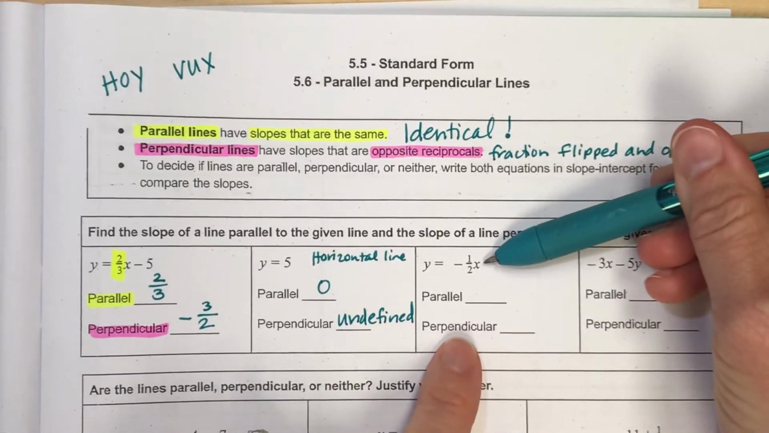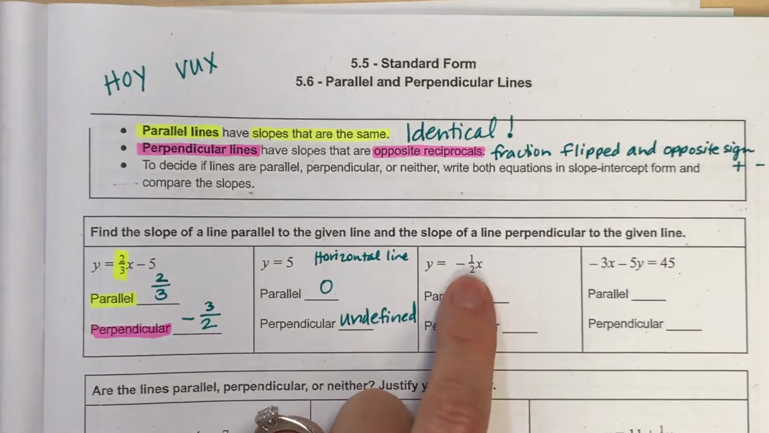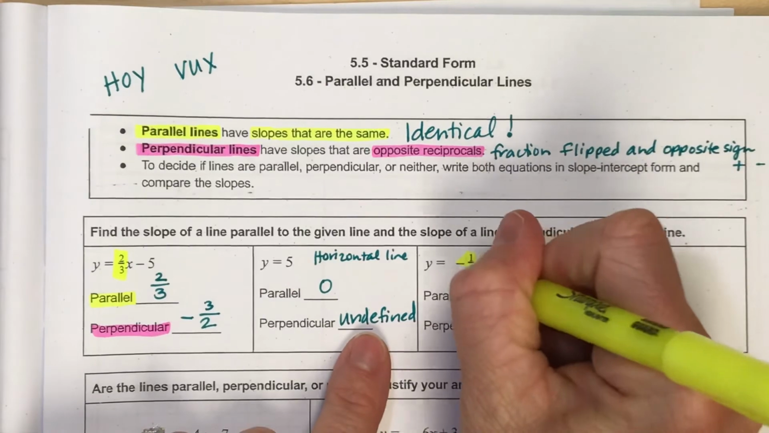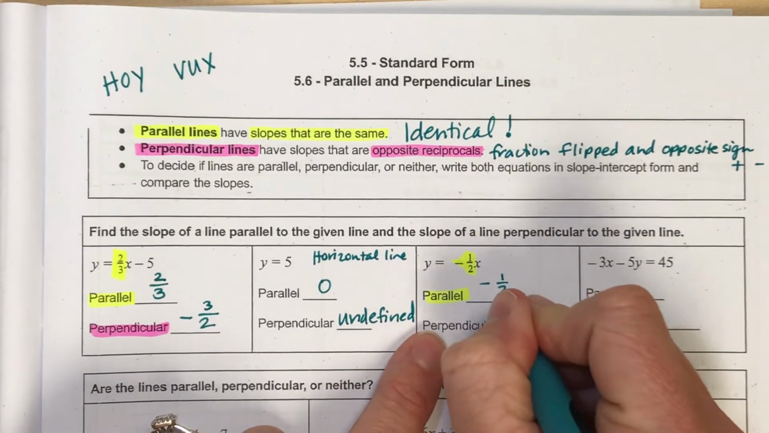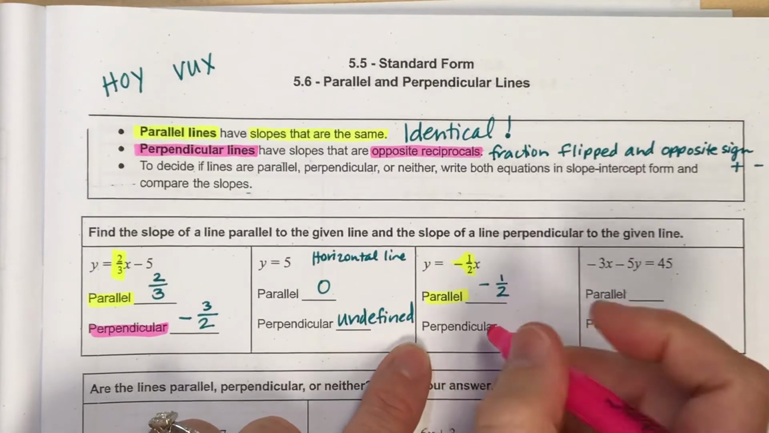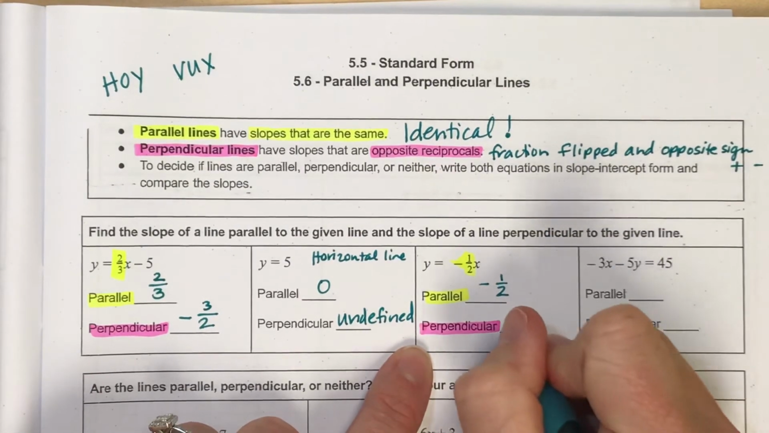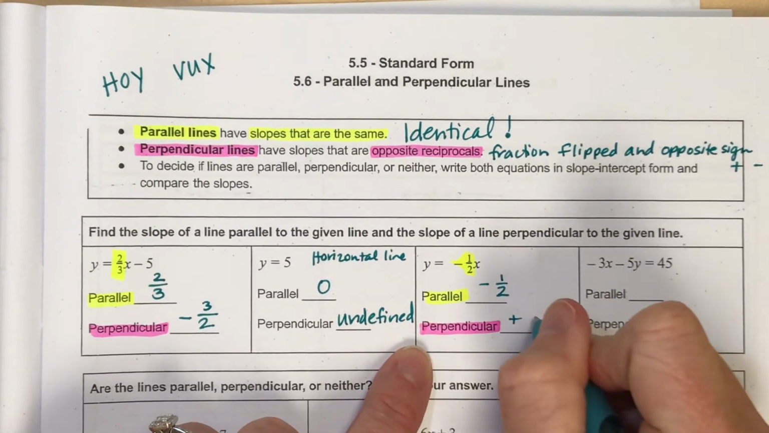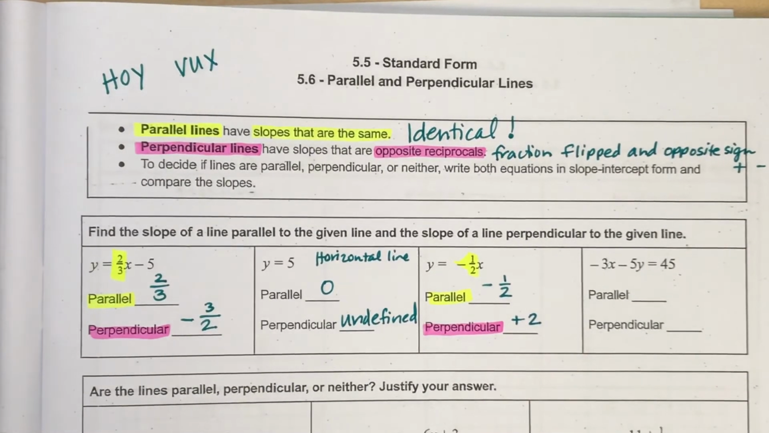My next equation here is y equal to negative a half x. I can identify that slope real clearly, and I'll just copy it down exactly for my parallel line. And then perpendicular should be opposite sign, so positive slope. And then if I flip my fraction upside down, 2/1 would simplify to be just 2.